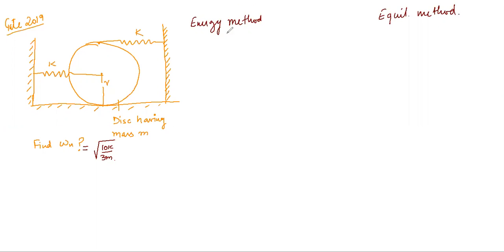Now in the energy method, we need to first understand what energies are acting here. In the energy method, there are two types of energy: kinetic energy and potential energy. Kinetic energy is further divided into two forms: translational kinetic energy and rotational kinetic energy, right? And in potential energy we have only one type, and that is the spring energy, correct?